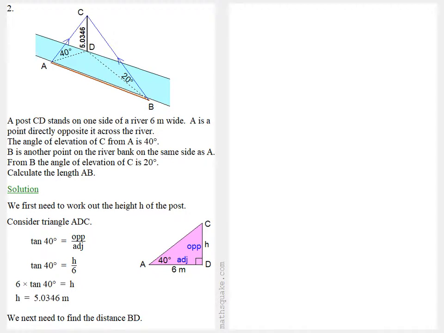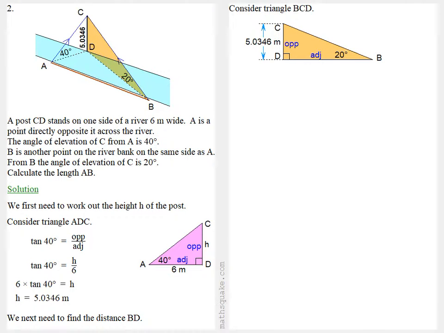Now we can use this to find the distance BD. So let's consider the triangle BCD and draw a flat view of it. We see that we have a right angle triangle with an angle of 20 degrees, and the height of the post is the opposite side from the 20 degrees. Now we want to find the length BD, which is the adjacent side, and we know the tangent of an angle is the opposite over the adjacent.